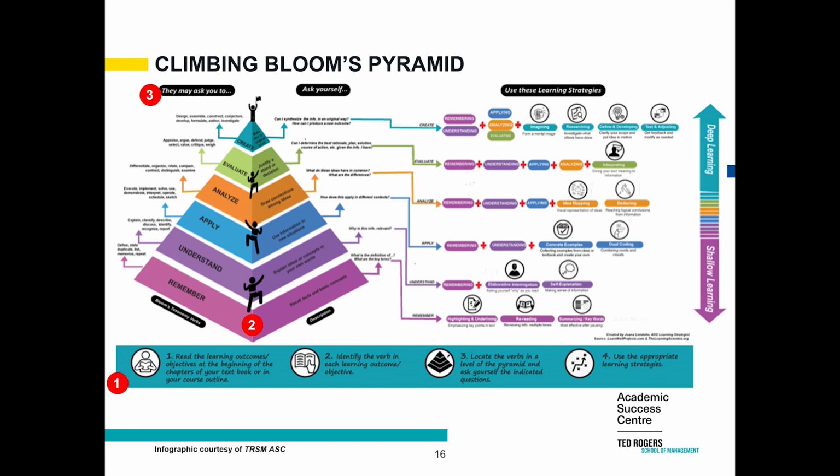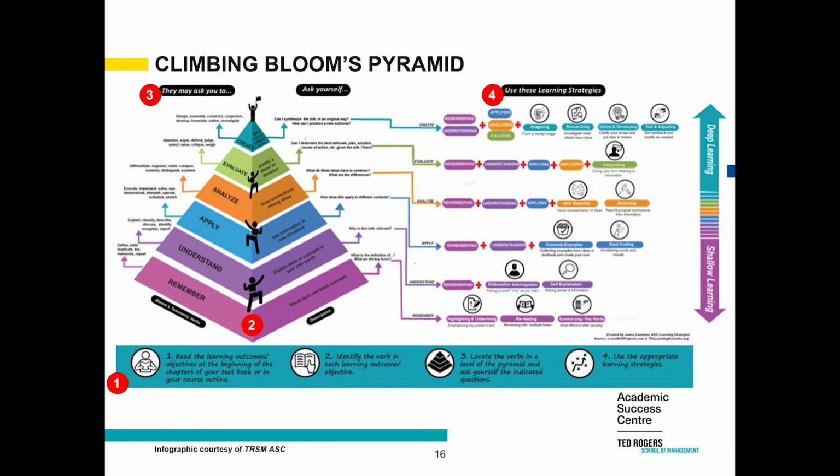On the left of the pyramid, there are synonyms to the various levels of the taxonomy. On the right half of the infographic, there are various learning strategies that correlate with the various levels of the taxonomy. These learning strategies are highlighted here in order to help students encode and process the material they're learning more effectively, so that it may remain in their long-term memory.